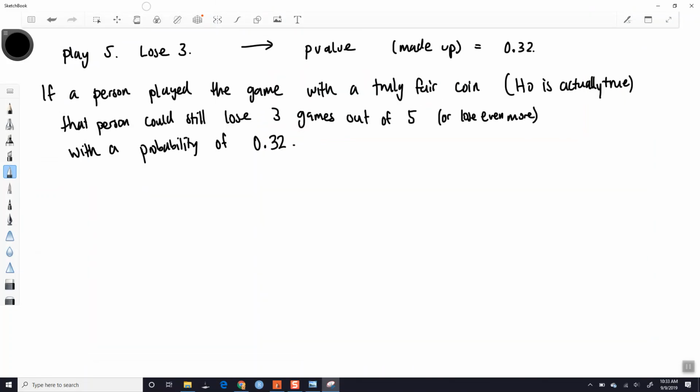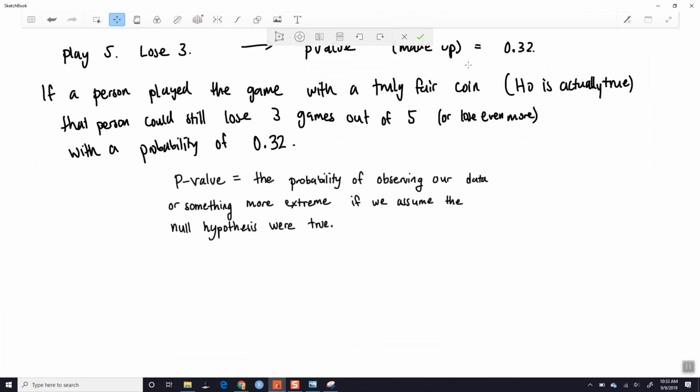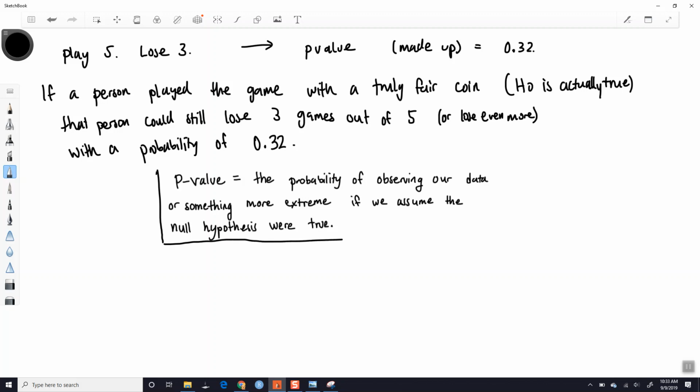Again, here's the definition of the p-value. Put that right there, okay? So it's saying the probability of observing our data, that is losing 3 games out of 5 or something more extreme, if the null hypothesis were true.